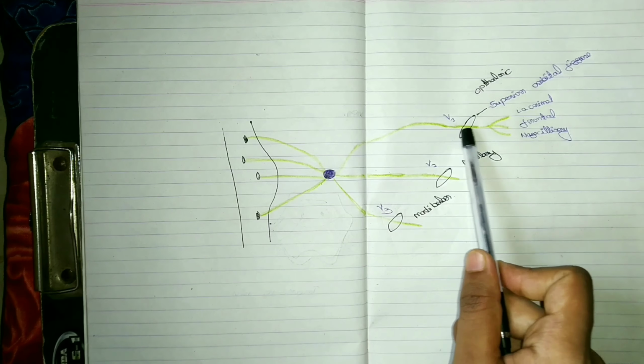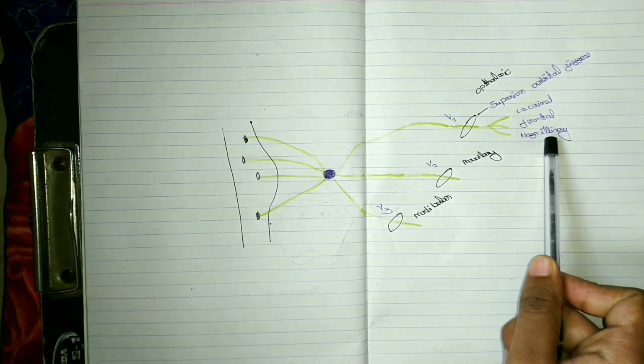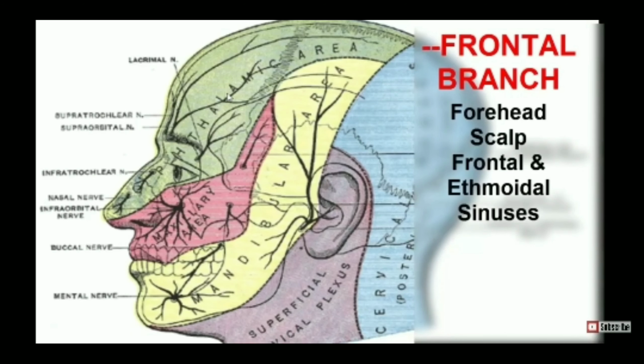It gives 3 branches, that is lacrimal, frontal, and nasociliary. The frontal branch of the ophthalmic division supplies the forehead, scalp, and frontal and ethmoidal sinuses. The nasociliary branch supplies the upper eyelid, cornea, and dorsum of the nose. And the lacrimal branch supplies the lacrimal gland.